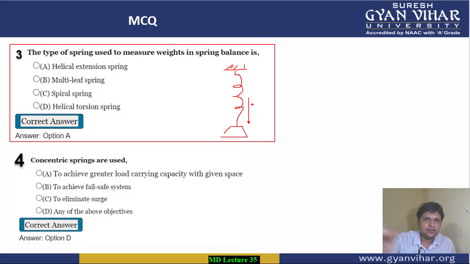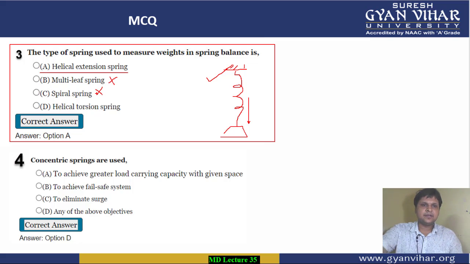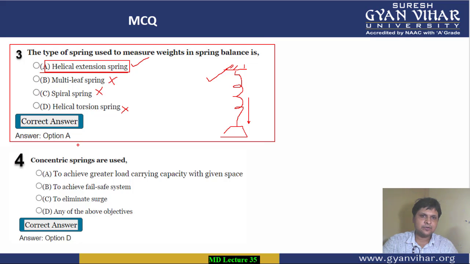Basically the form of spring we are using is the helical. So the first option, helical extension spring, is very well suited to the question. Apart from this, the other springs: the multi-leaf spring is used for heavy compressions. The spiral spring is also not correct, because spiral springs are used in watches. The third one, the helical torsion spring, is used in doors. So the helical extension spring is the correct option. Option A is the correct option of multiple choice question number 3.